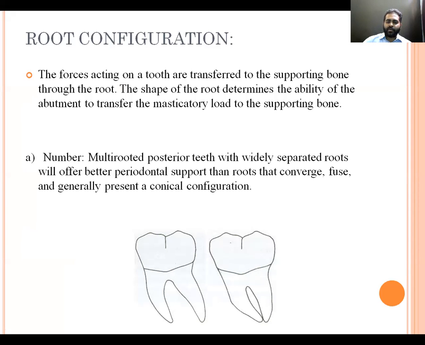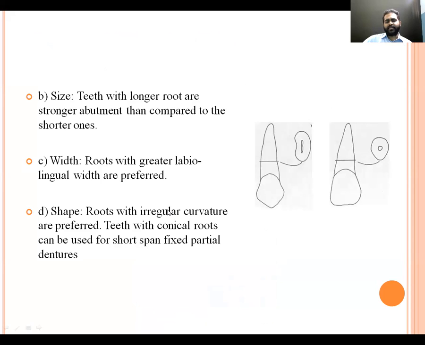So basically, the first thing is the number of roots. The more roots, and the wider the roots, the more periodontal coverage we have. If the roots converge or diverge, it is better for your abutment selection. Basically, it is a conical configuration that we see in your abutment tooth.